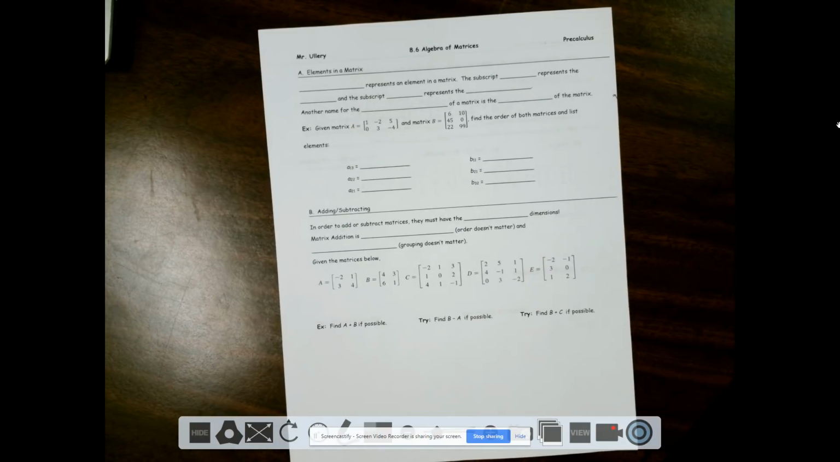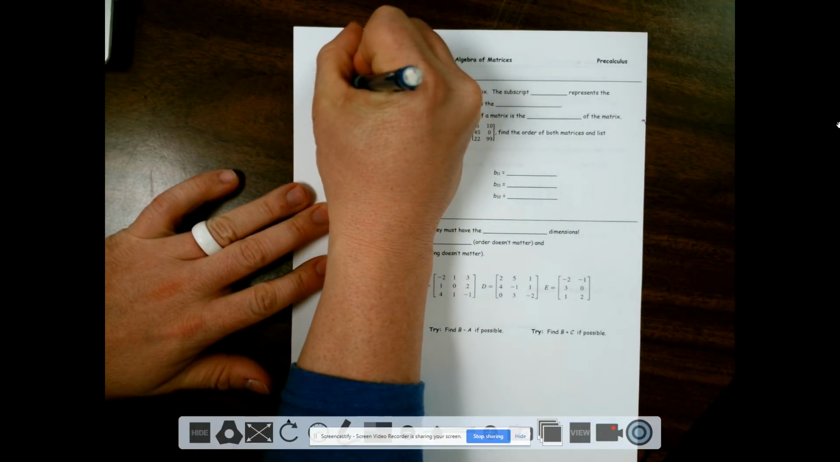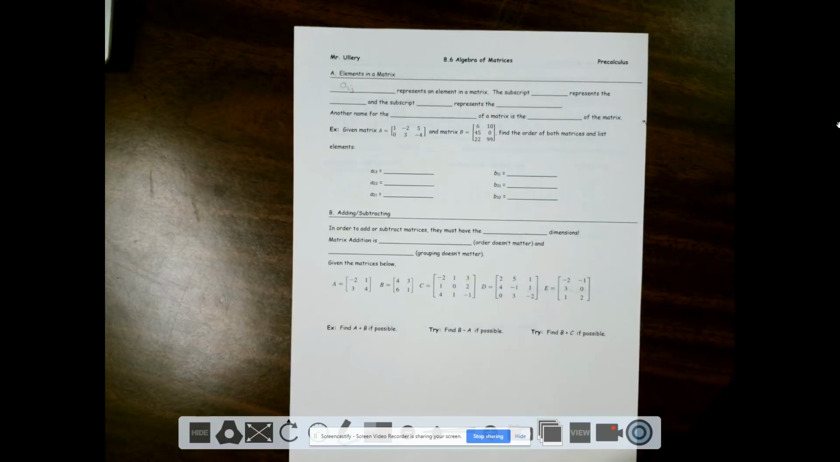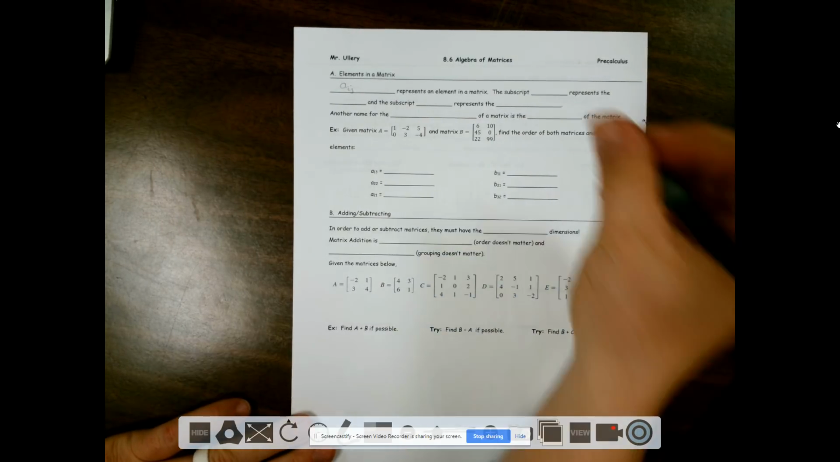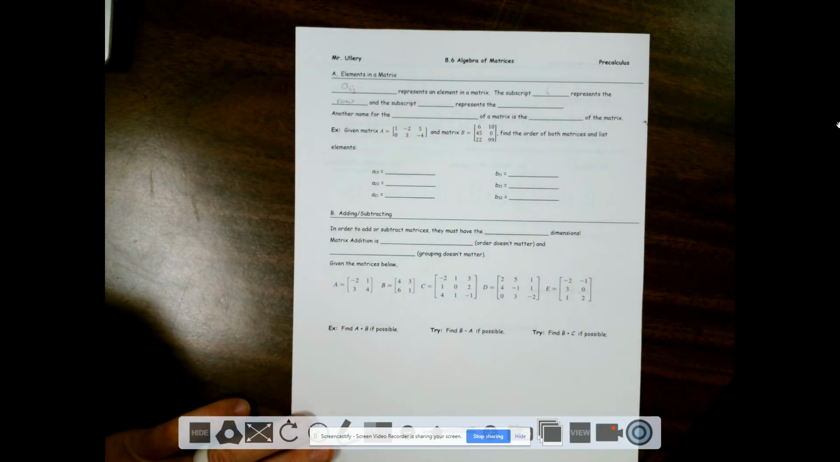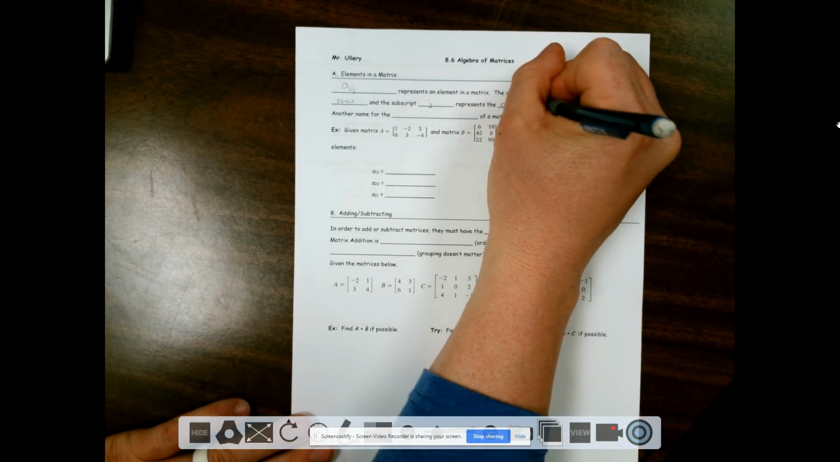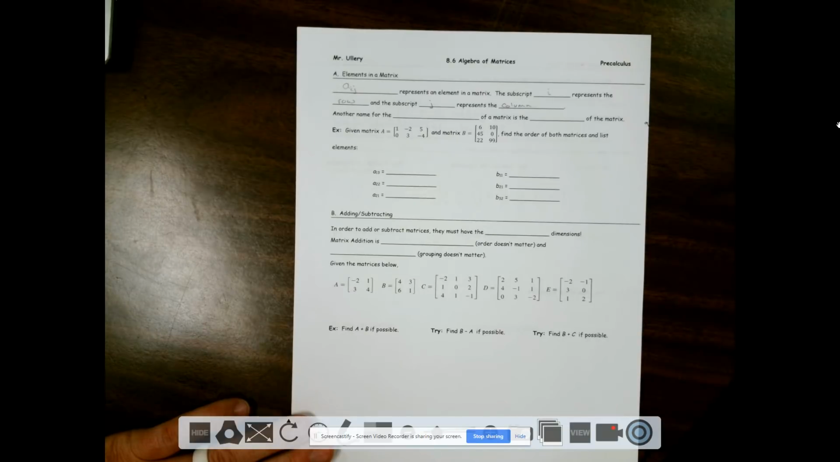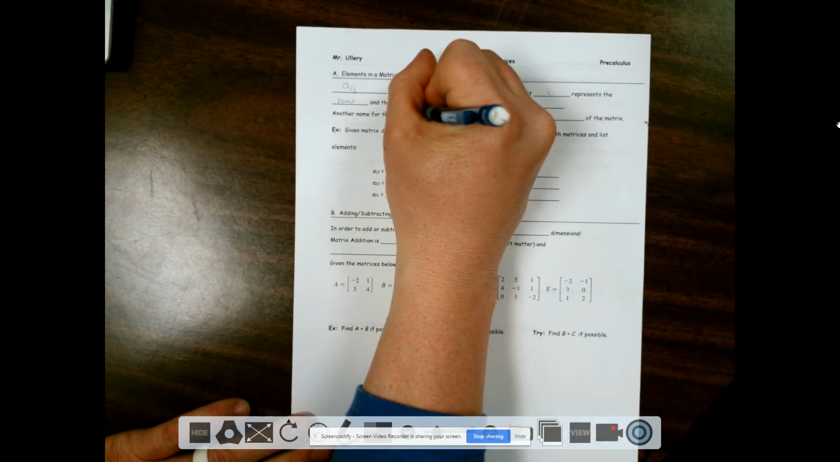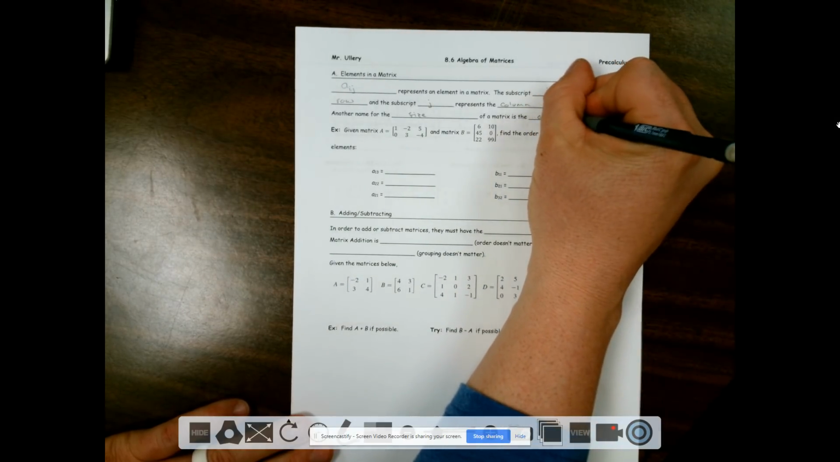So we're going to dive right into some vocab, bang out some addition and subtraction, and get straight to the nitty-gritty real quick here. So let's start speaking the same language. A sub ij represents an element in a matrix. The subscript i represents the row that element is in, and the subscript j represents the column that element is in. Another name for the size of a matrix is the order of the matrix.